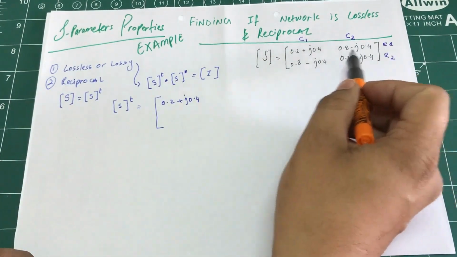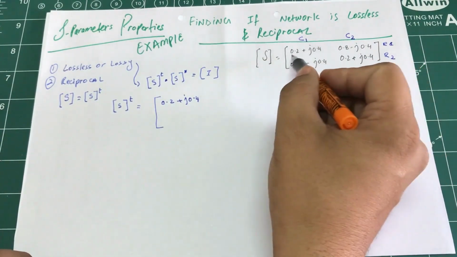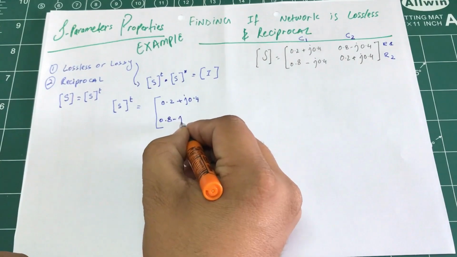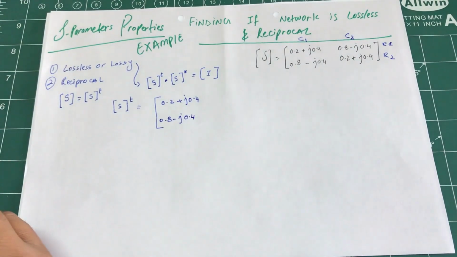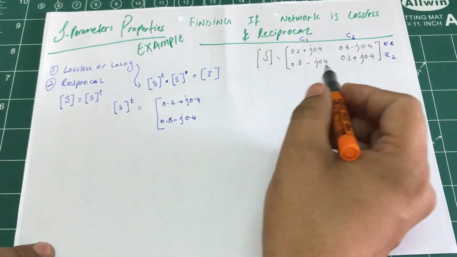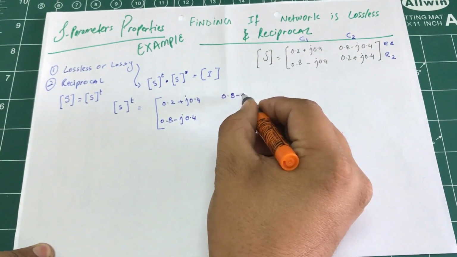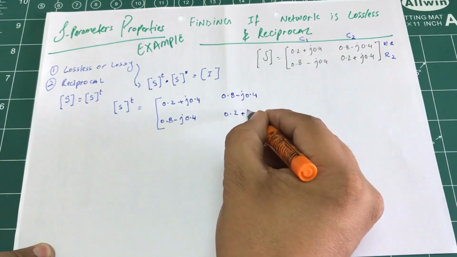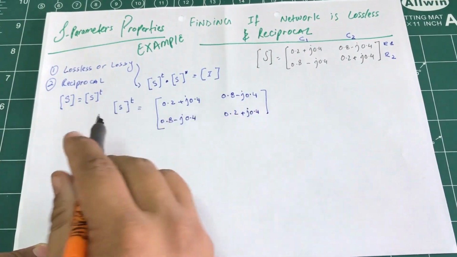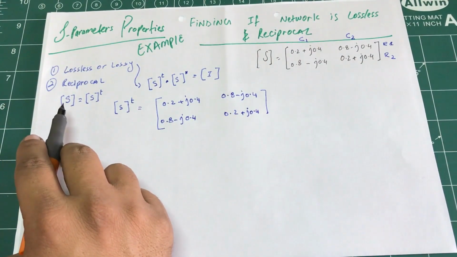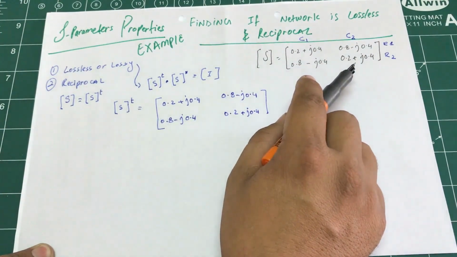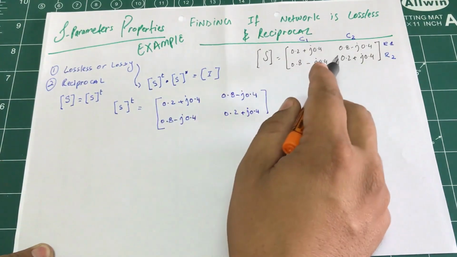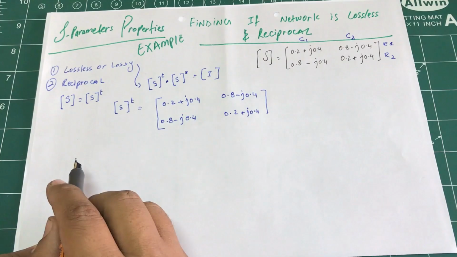All right, so row 1 I'm going to write as column 1. So row 1 is 0.2 plus j 0.4, and I'm going to write it in terms of a column, which is 0.8 minus j 0.4. Row 2 I'm going to write in terms of a column as well: 0.8 minus j 0.4. Row 2 I'm writing as a column, 0.2 plus j 0.4. So indeed it is a reciprocal network. We can easily visualize this, but by fulfilling this condition, when you take the transpose, it is exactly the same thing, which means my network is reciprocal.